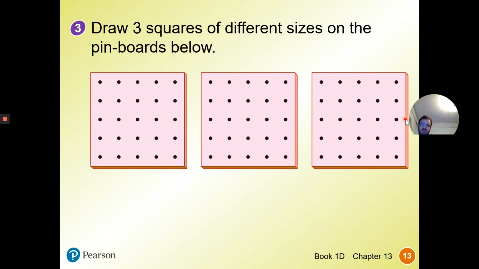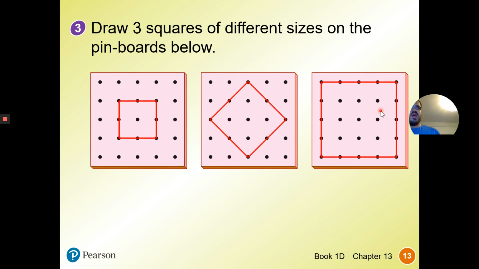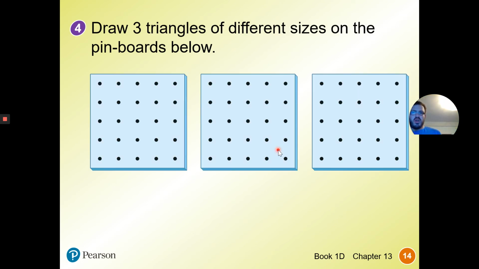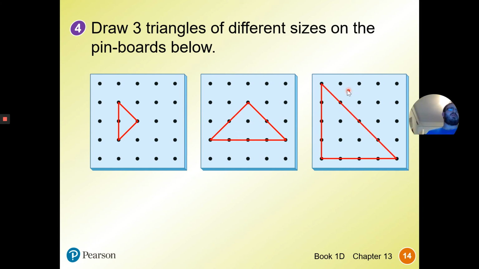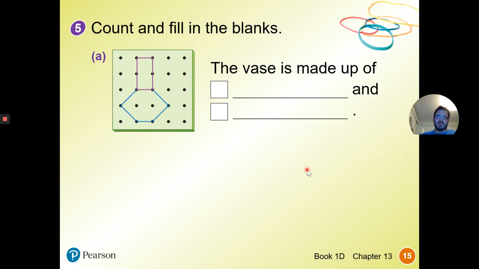Draw 3 squares of different sizes on the pin boards below. So we have a square, a larger square, and then a gigantic square. We see that we've made the smallest, we've rotated so we can get a little bigger, and then for this one we've used the entire row and height. Draw 3 triangles. We're going to adopt the same method. We're going to use the minimum amount, but increase the size by 1, and then that leaves us an easy one to use the entire length of the triangle board for the last one.